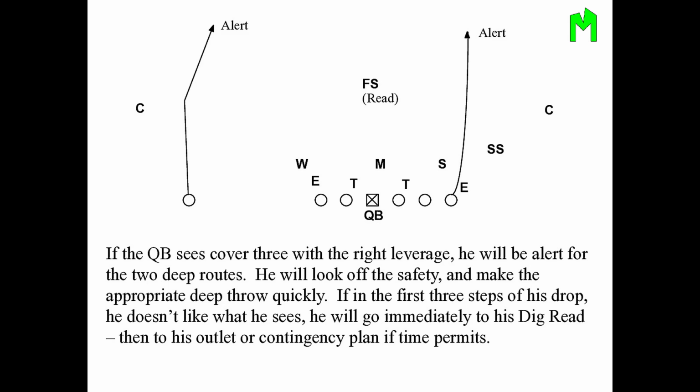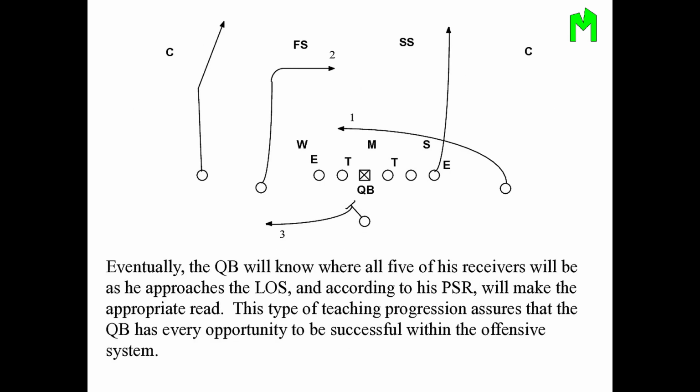Against cover 3, the quarterback watches for the right leverage and stays alert for the 2 deep routes. The quarterback looks off the safety to manipulate coverage and makes the deep throw quickly if the opportunity arises. If the first 3 steps of the drop don't reveal a good deep option, the quarterback immediately moves to the dig read, then to an outlet or contingency plan if time allows. This progression ensures the quarterback has a clear plan to attack cover 3 efficiently. Let's dive into the quarterback's read progression.